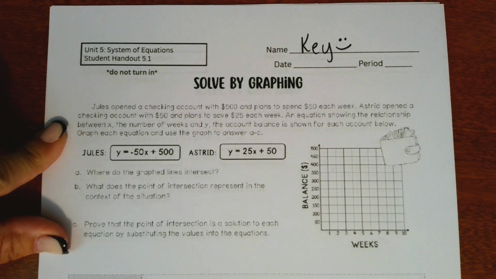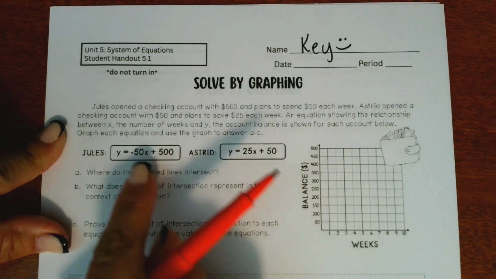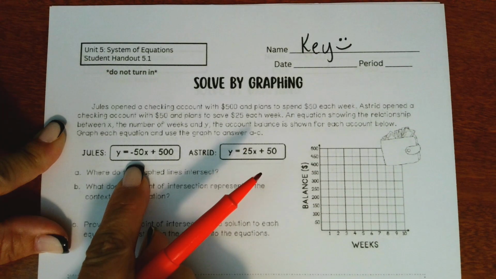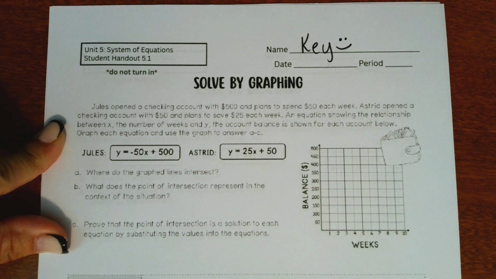Jules opens a checking account with $500 and plans to spend $50 each week. Astrid opened a checking account with $50 and plans to save $25 each week. An equation showing the relationship between X, the number of weeks, and Y, the account balance, is shown for each account below. Graph each equation and use the graph to answer A through C. So, essentially they're wanting us to graph Jules' equation and Astrid's and compare them.